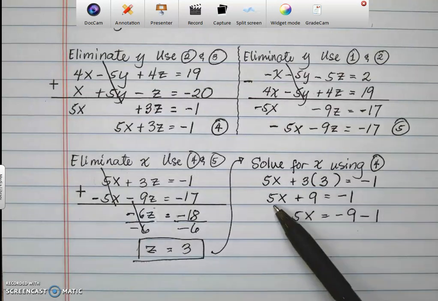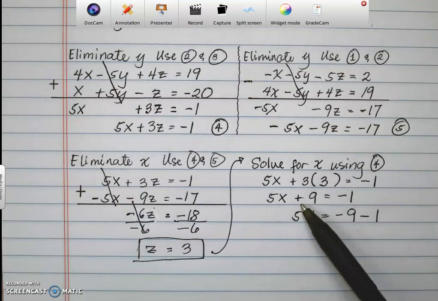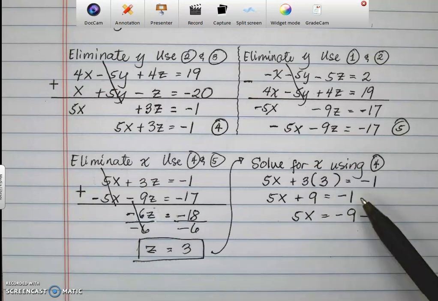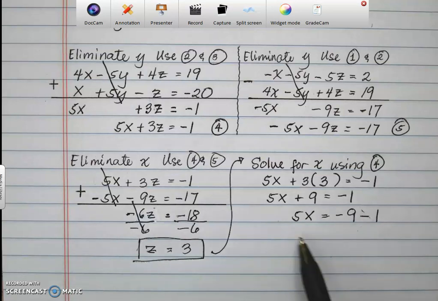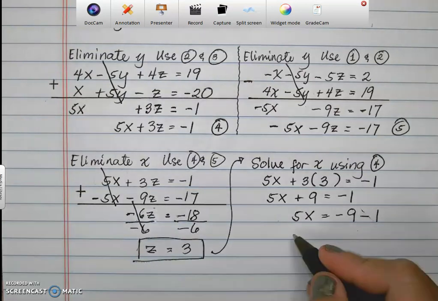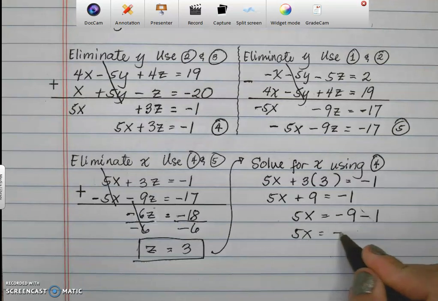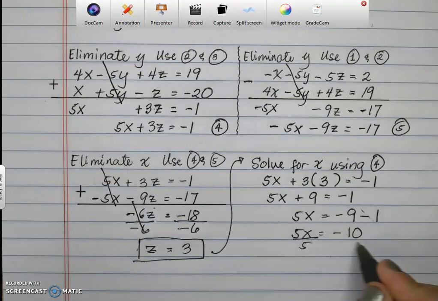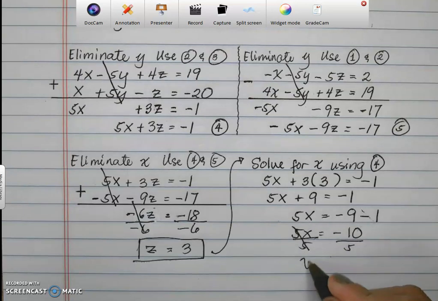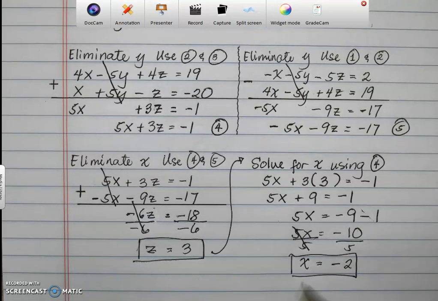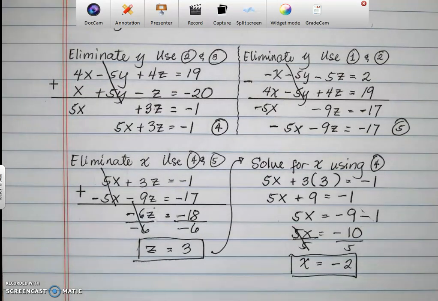All right, so 5x is left here. Positive 9 goes to the other side and becomes negative 9, and then negative 1 gets copied down over, and so this becomes 5x equals negative 10. And then all over 5 both sides. And so now you know that x is negative 2. We're now going to use the z and the x in any of these in order for us to solve for the y. So I think I'm going to use equation 3.